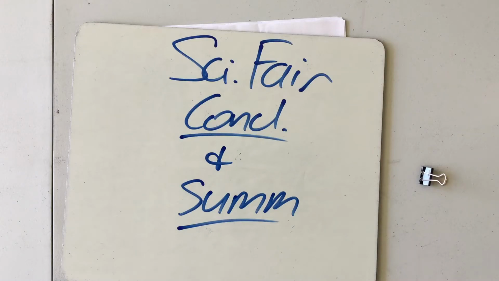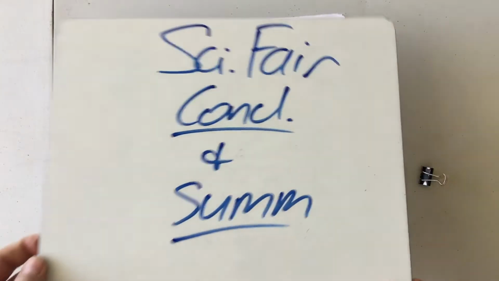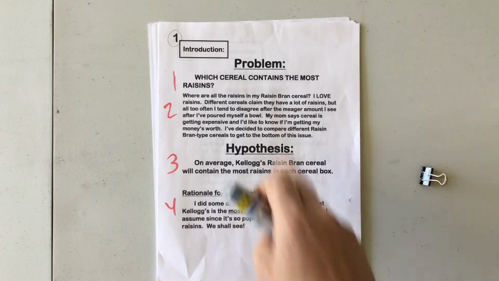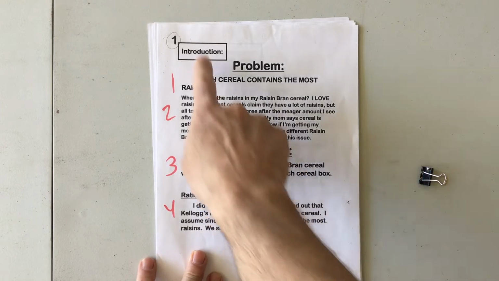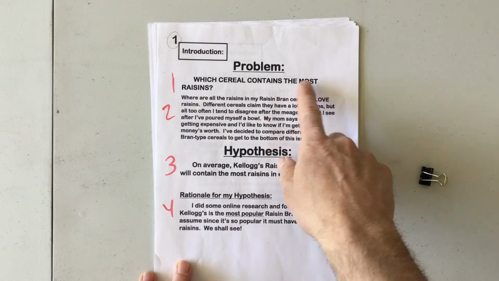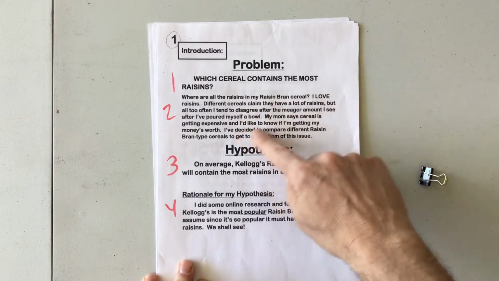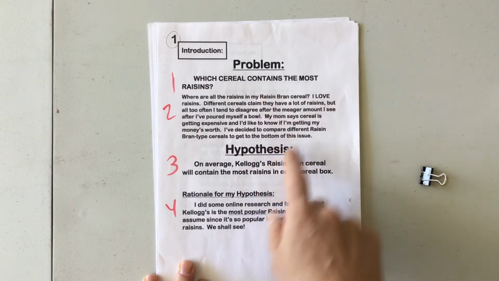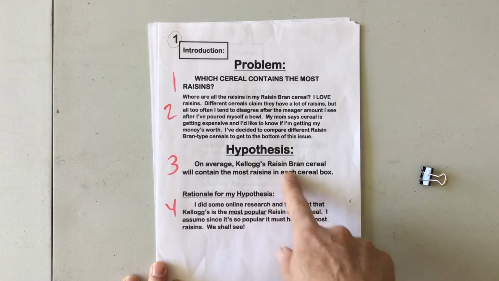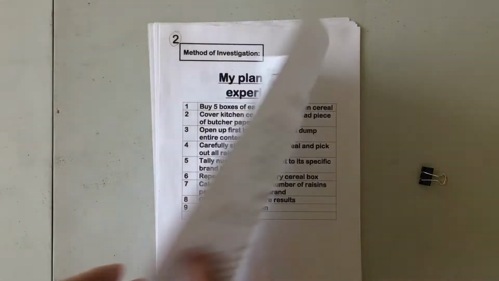Okay guys, on Wednesday let's talk about the science fair conclusion and summary. Before we do, let's go through what you have in this pretend one. For the introduction, you had a problem and a hypothesis. In the problem you said what your problem is, which cereal contains the most raisins, and then why you're asking that problem. Hypothesis: a bold statement, on average, this will happen, and then the rationale why you think that would happen.